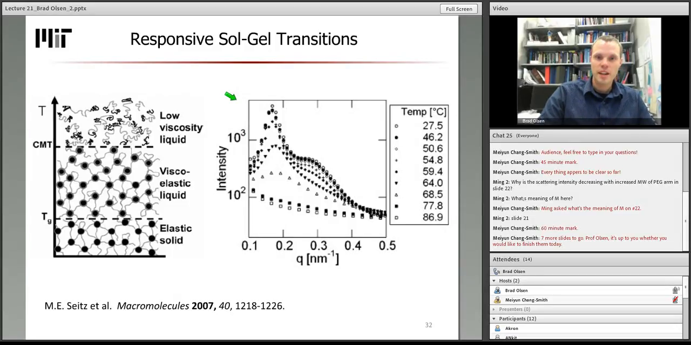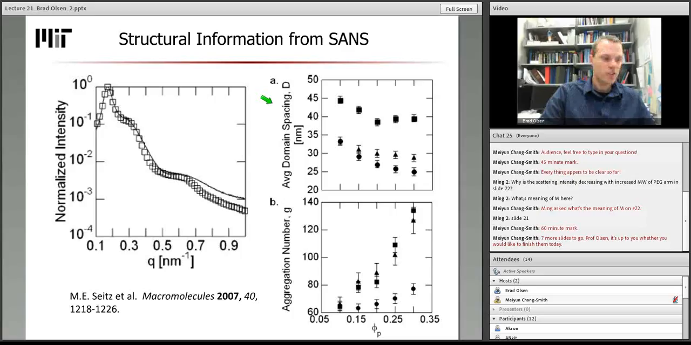And so as the material is cooled down, so we have the highest temperatures on the bottom here, as it's cooled down, you start to see the growth of structure. And then at the highest temperatures, a very well-formed peak with shoulders, characteristic of the Percus-Yevick hard sphere model. And so Shull fit his data in this manuscript also with the Percus-Yevick disordered hard sphere model, which is very common for these sorts of block copolymer gels with spherical aggregating domains.